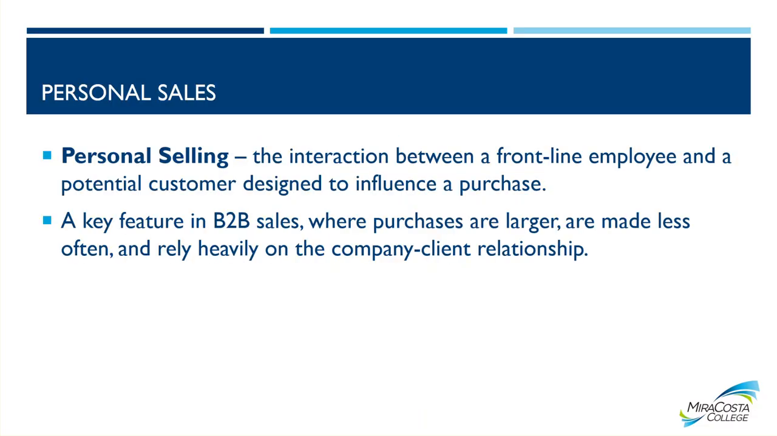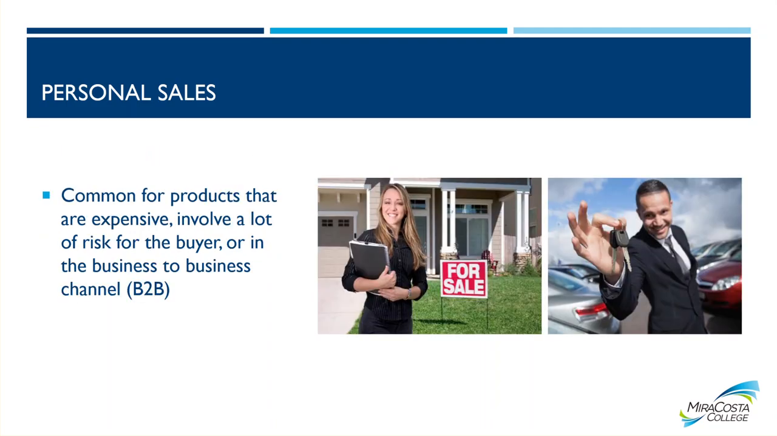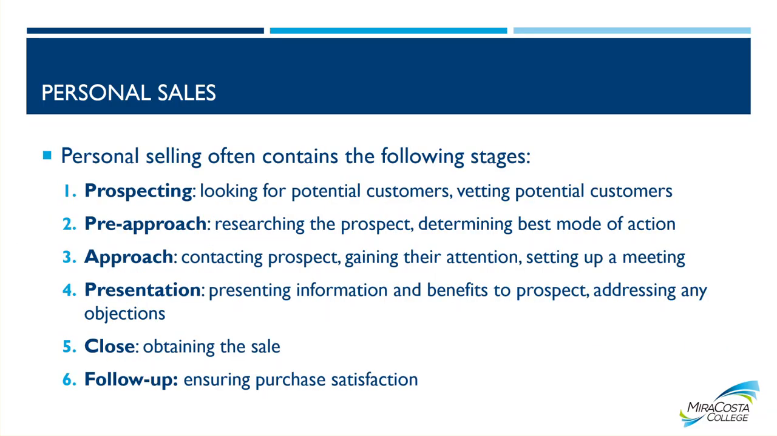All right, personal sales. Personal selling is the interaction between a frontline employee and a potential customer designed to influence a purchase. A key feature is B2B sales, where purchases are larger, are made less often, and rely heavily on the company-client relationship. So example could be a car salesman, real estate agent, common for products that are expensive, involve a lot of risk for the buyer, or in the business-to-business channel.